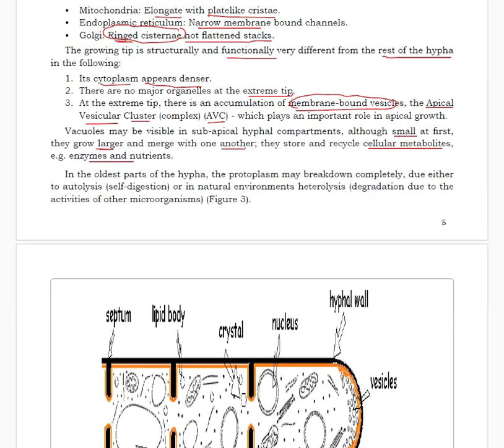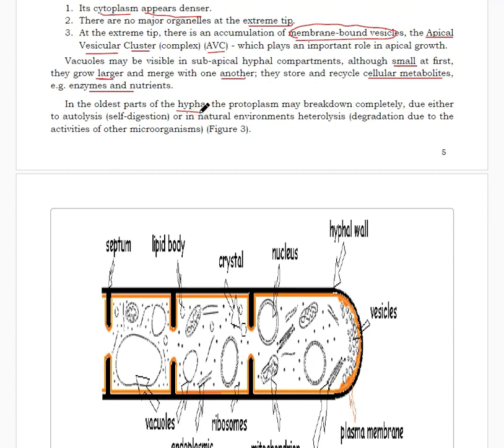So, in the oldest part of the hyphae, the protoplasm may break down completely. To distinguish the older cell from the newer cell, the protoplasm breaks down completely due to autolysis, or self digestion, or in the natural environment, heterolysis. What is heterolysis? It is degradation due to the activity of microorganisms. Self digestion is breaking down on its own, whereas heterolysis is through the activity of another organism.